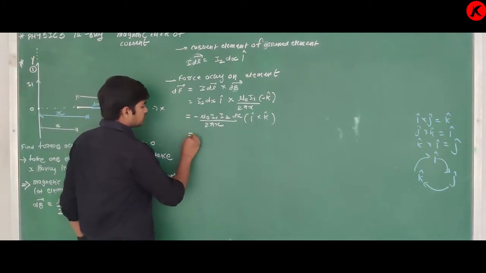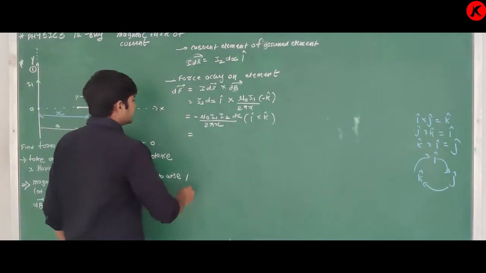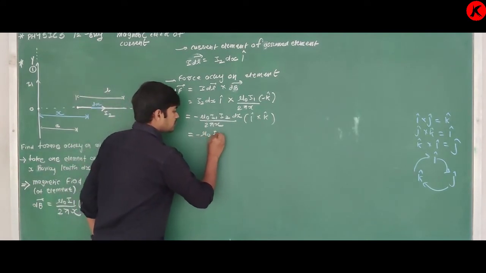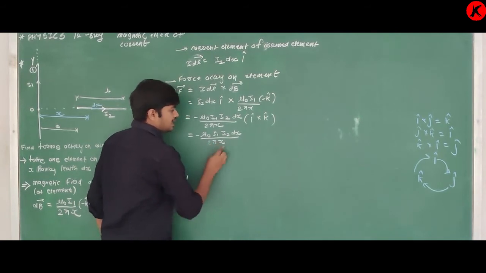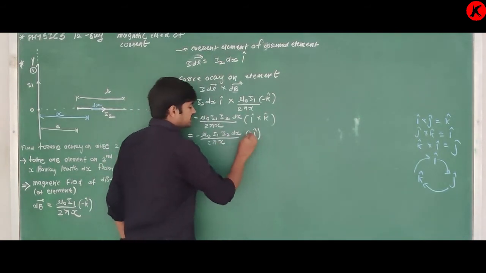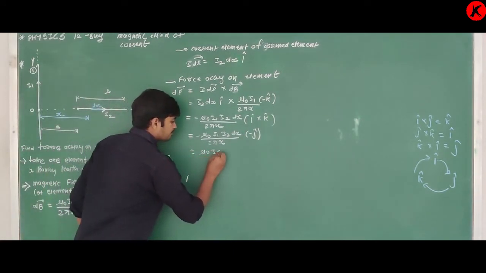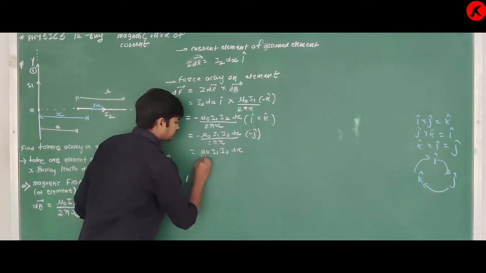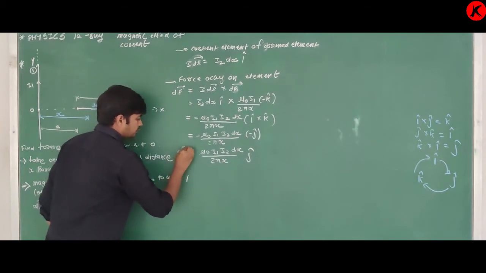So yes, here it is I cross k is equal to minus j. Then how to write? See, minus mu 0 I1 I2 dx upon 2 pi x, and here it is minus j. Minus, so you can write it is plus. So it is mu 0 I1 I2 dx upon 2 pi x j caret. Okay, dF is equal to this.